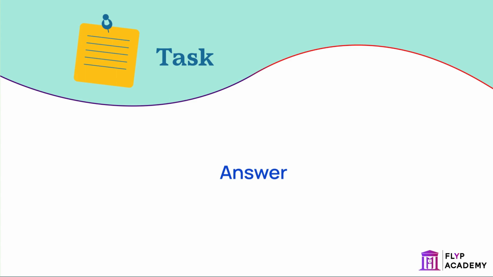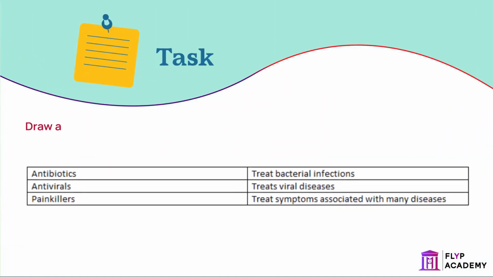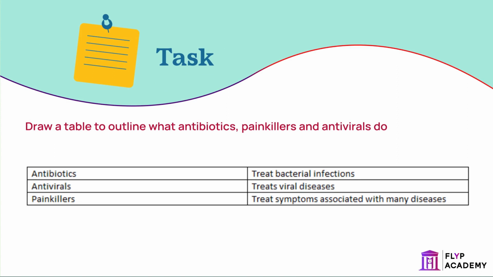Painkillers do not kill pathogens or treat any cause of the disease. They just relieve pain and fever. These would be symptoms, but not causes of the disease. Task: draw a table to outline what antibiotics, painkillers, and antivirals do.